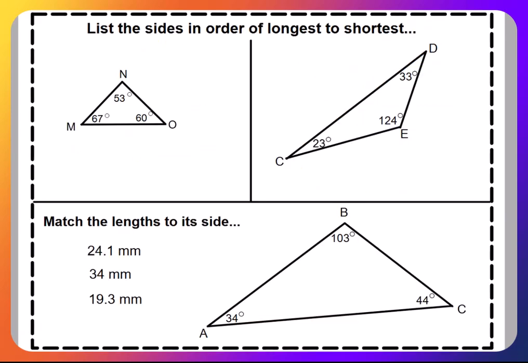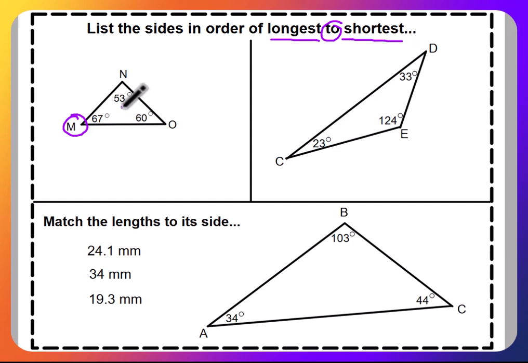Okay, now we're going to do the sides. We're going to be given the angle measures, and we have to figure out the sides. It says list the sides in order of longest to shortest. So we want the longest. Do you see how longest starts with an L? Think of largest, right? The largest angle. Shortest starts with an S. Smallest angle starts with S, right? Okay, so the longest. What is the largest angle? It's angle M. That is going to be the longest.